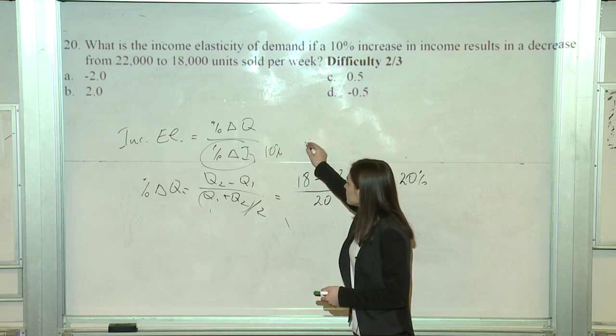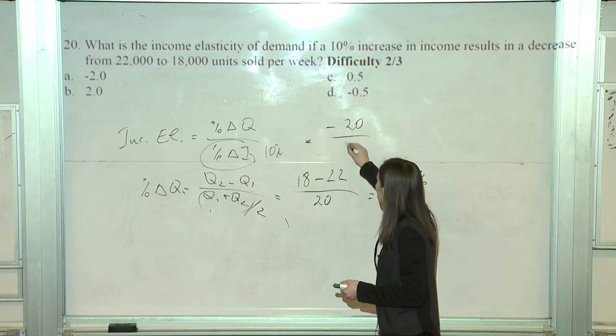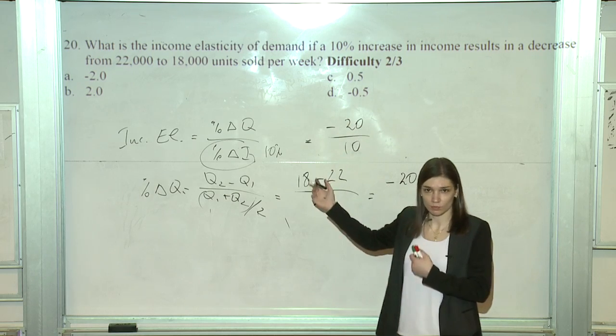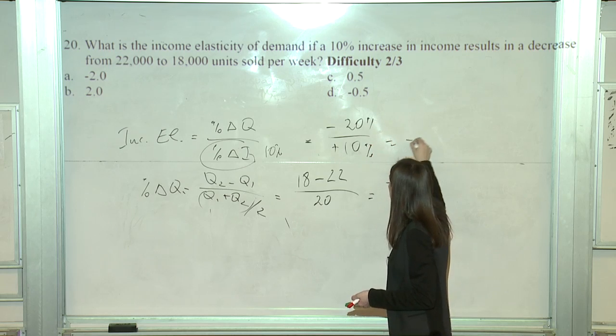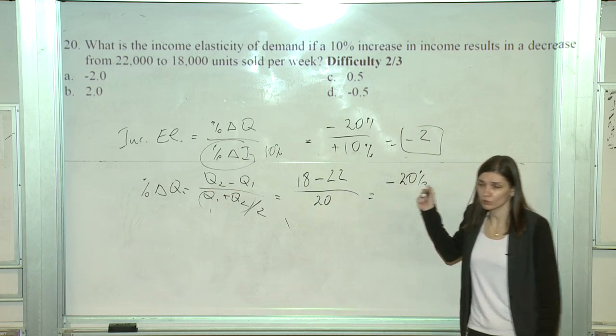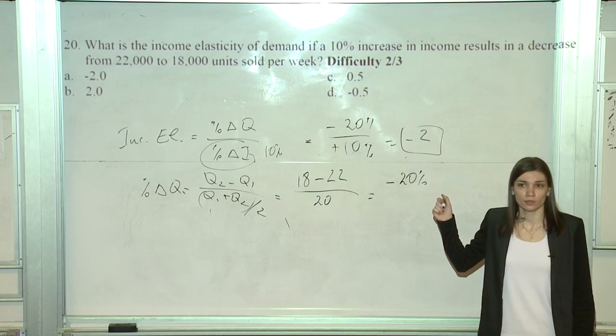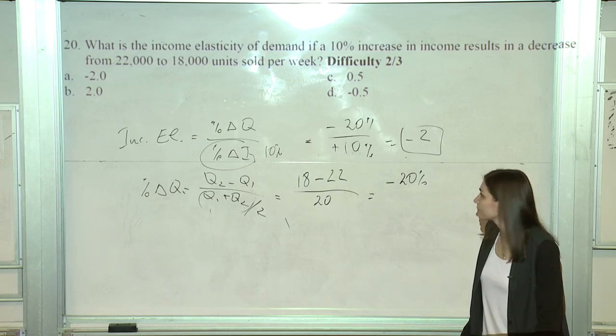So now my income elasticity would be minus 20 divided by plus 10, because your income increased. It's minus 2. And that's A. And what kind of good do we have? Inferior good.